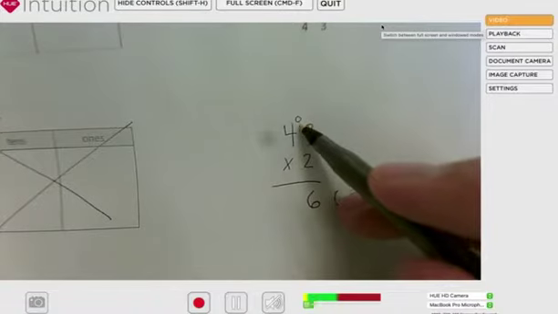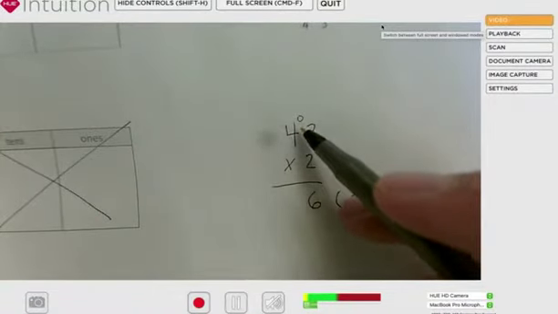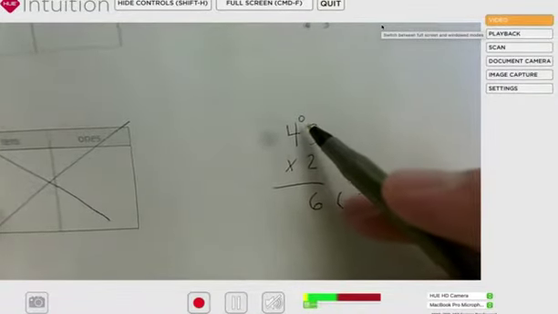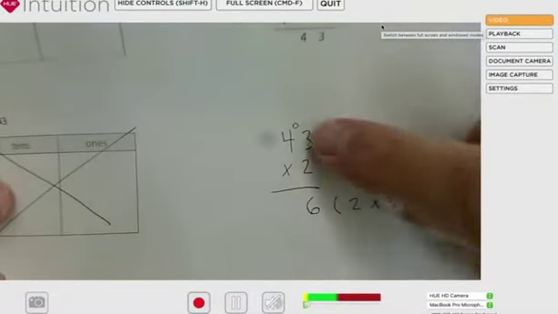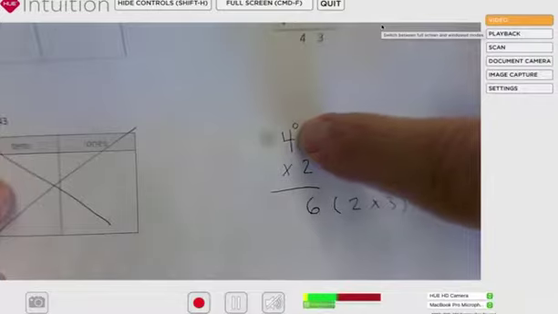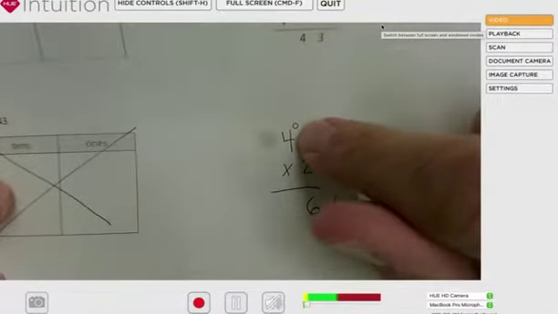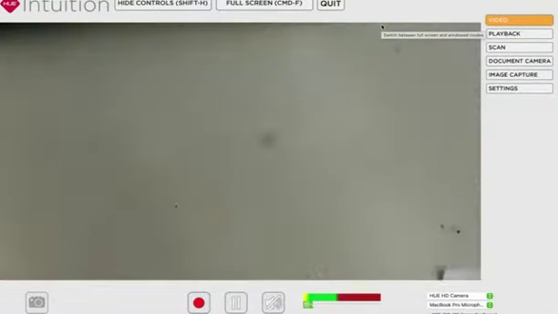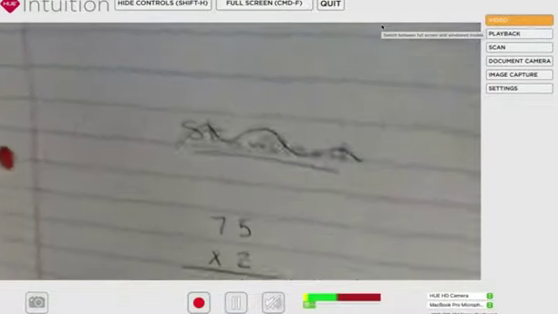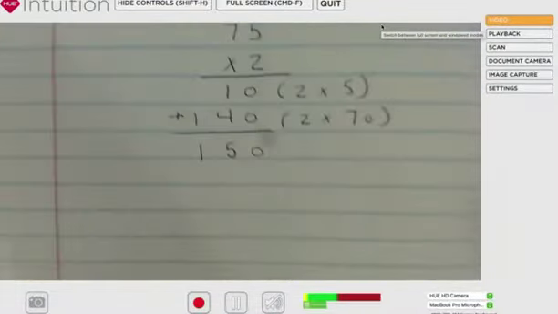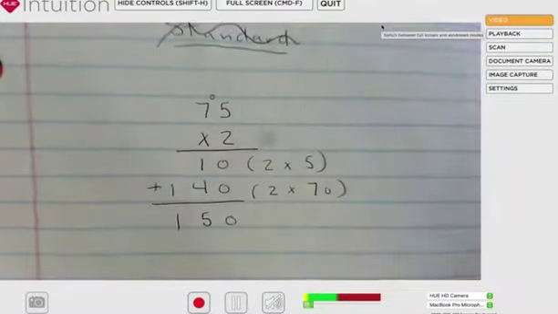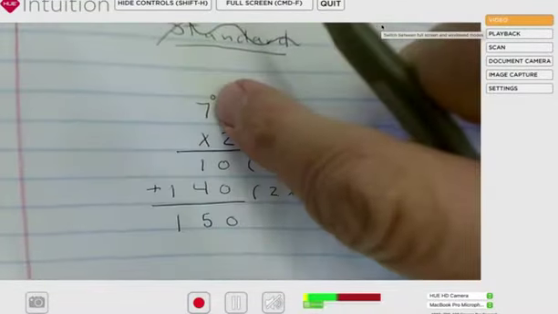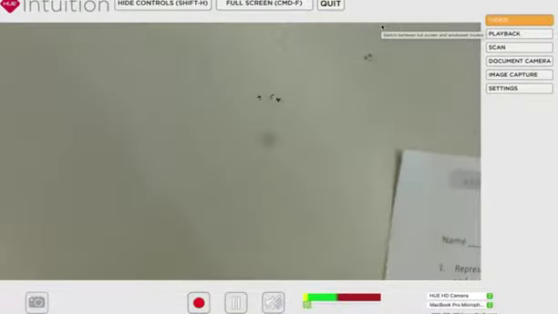Sometimes I do this when I am multiplying with expanded form to remind myself that this is not a 4, it's actually a 40. So you are welcome to do that as well. I know I didn't do that in the notes. If you want to go back to your notes and put a little 0 right here to remind us that was a 70, go ahead and do it.